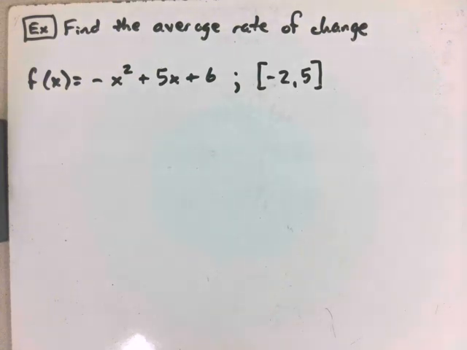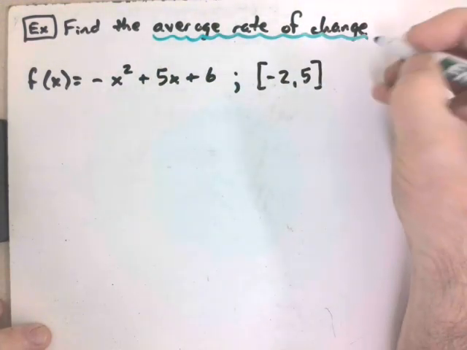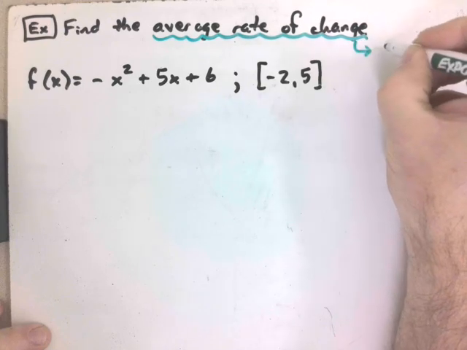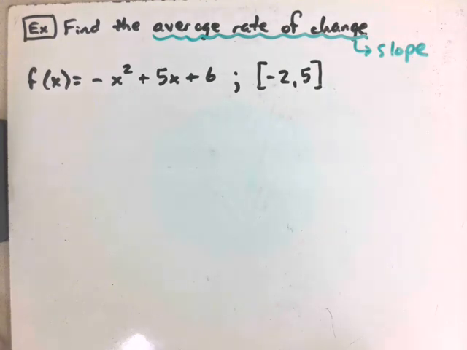For this example, we want to find the average rate of change. Average rate of change is a new-ish phrase, but an old concept. You have done average rate of change before. Anytime that you ever calculated the slope, you calculated the average rate of change.